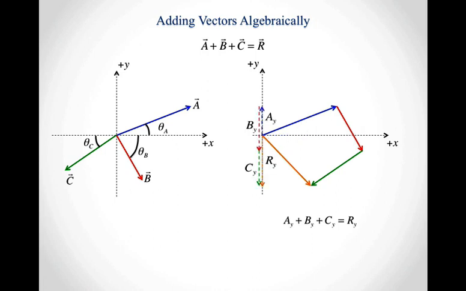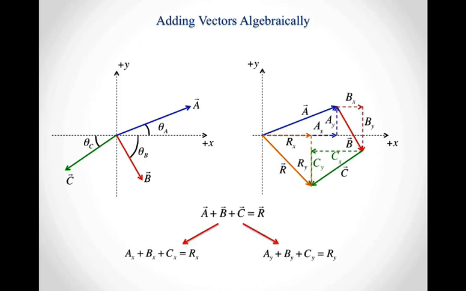We can do the same thing with the y components. And again, what you'll notice is I go up a little bit for A, then I come down for B, come down even further for C. Just like with the x components, when I add up my positive y component for A plus the negative y component of B plus the negative y component of C, I end up with the y component of vector R, which in this case also happens to be negative.